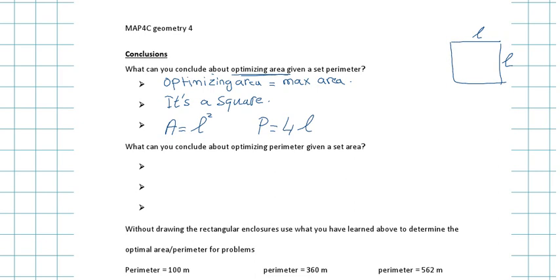And remember the reason why. So let's try to answer the next part. What can we conclude about optimizing perimeter?